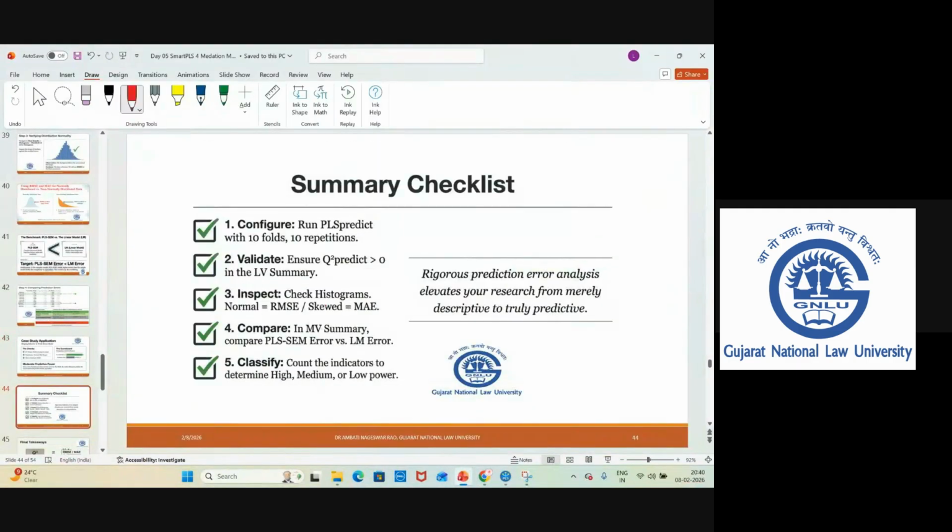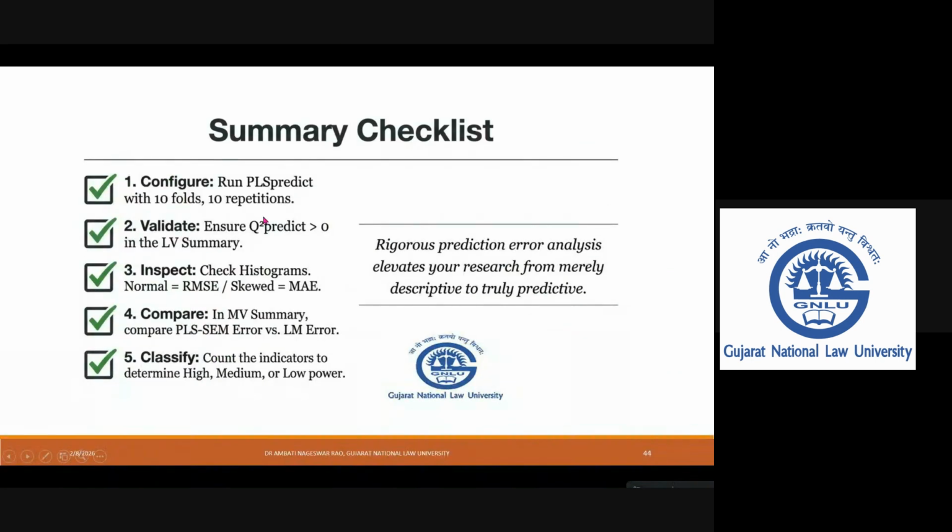Next one. If you want a brief summary of what you have done, we test our training data with the test data using 10 folds as part of the PLS software. We check that the Q-square value should be greater than 0, and we check whether data is distributed normally or not. We compare our PLS-SEM errors with the LM errors, and we come up with a conclusion based on the indicators.